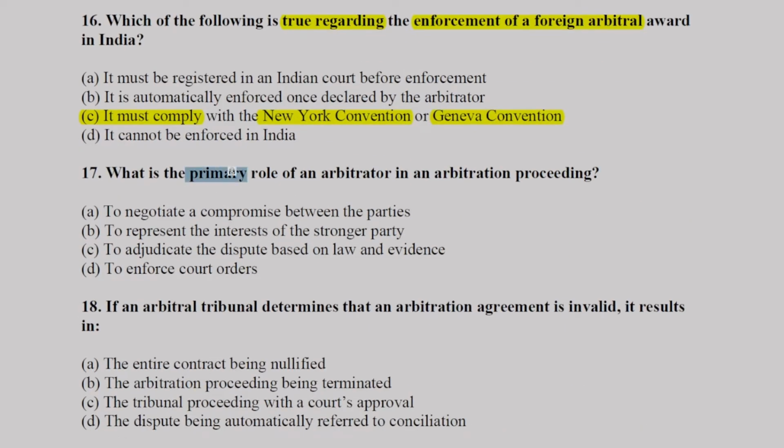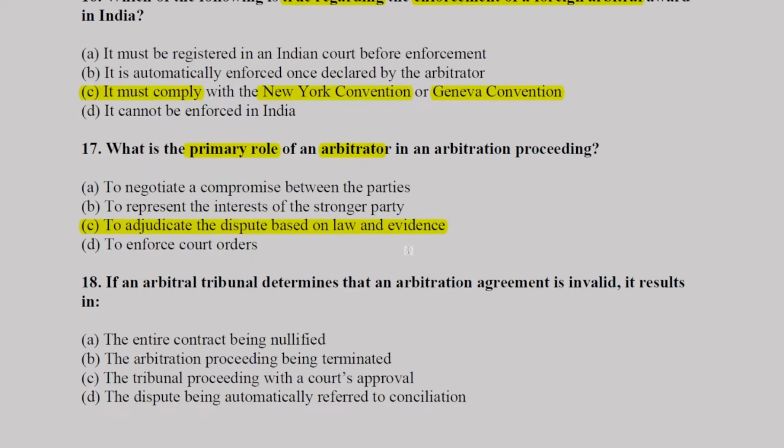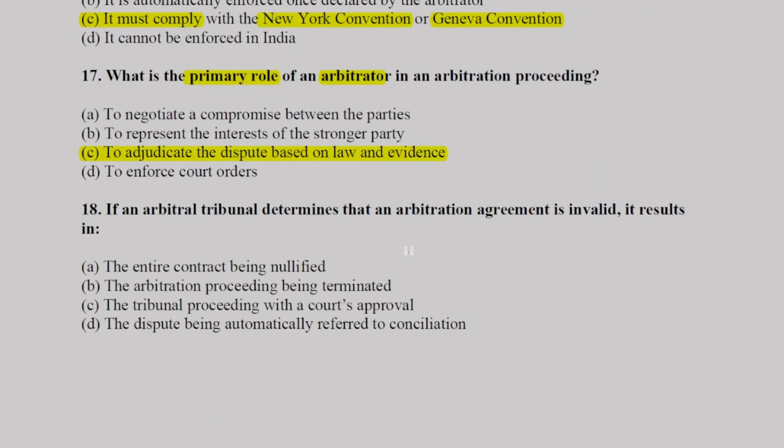What is the primary role of an arbitrator in arbitration proceedings? To negotiate a compromise between the parties; to represent the interest of a stronger party, no; to adjudicate the dispute based on law and evidence. So the answer is C. The primary role of an arbitrator in an arbitration proceeding is to adjudicate the dispute based on law and evidence.